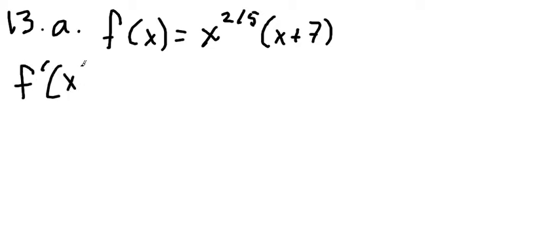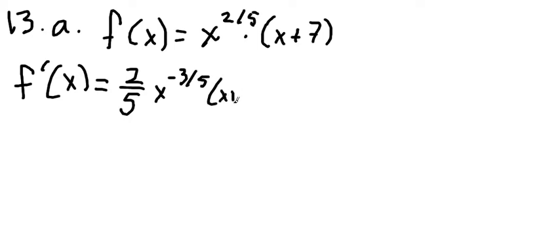Alright, so let's take the derivative of this function and then we will set it equal to 0 and solve, and also we will figure out where it's undefined. So this is the product rule. For x to the 2/5, I apply the power rule, so I get 2/5 times x to the minus 3/5, and I leave x plus 7 alone. Then I add x to the 2/5, and I take the derivative of x plus 7, which is just 1.